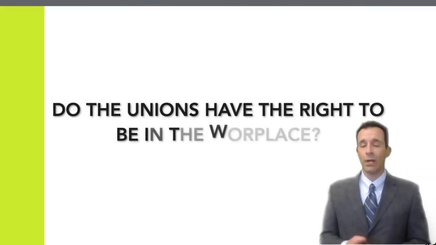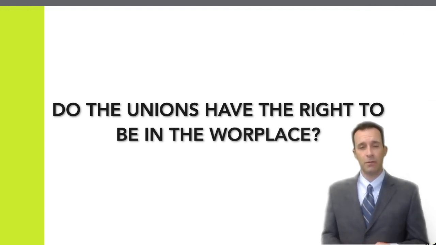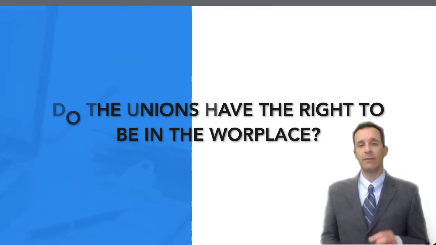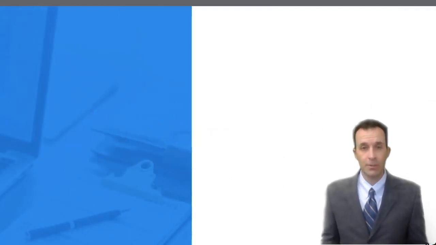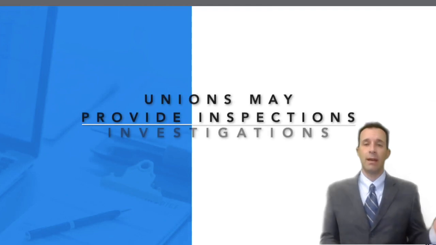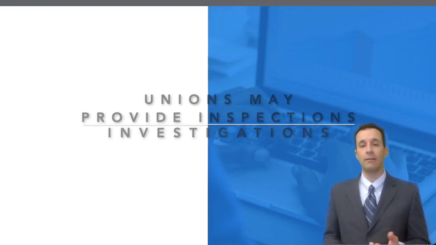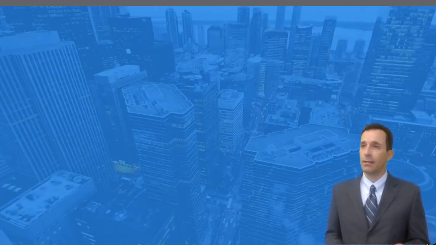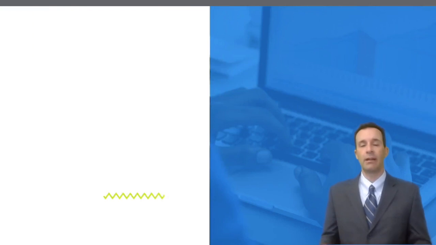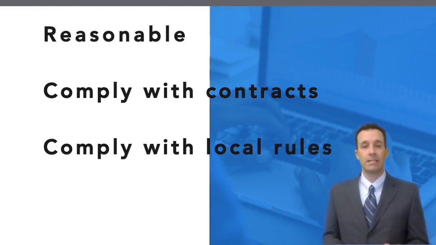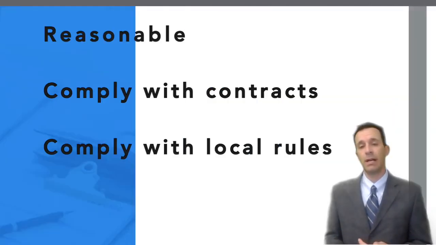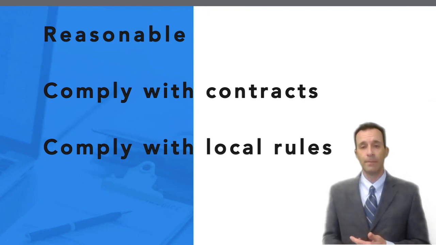Now, one question that we frequently get, especially for those who are new to a unionized environment: do the unions and the union reps have a right to be in the workplace? Absolutely. The unions are protected by laws that allow them to have access to the workplace to provide inspections, to meet with their members, to conduct investigations, and a variety of different things. However, the access is not generic and is not all-powerful. The access must be reasonable, must comply with the contracts, and must comply with local rules.